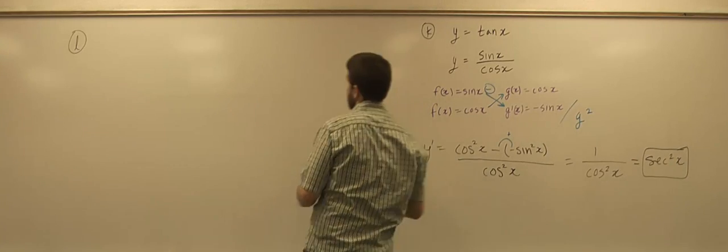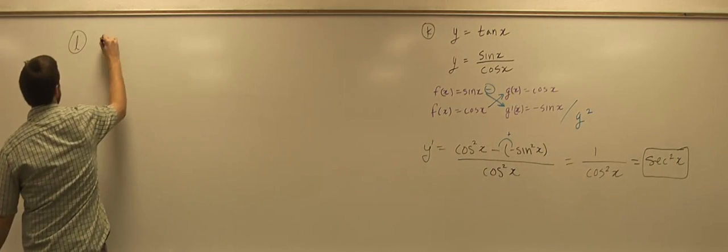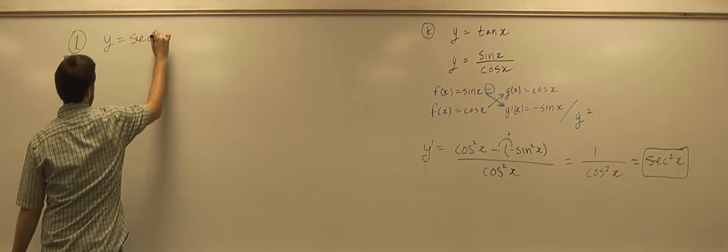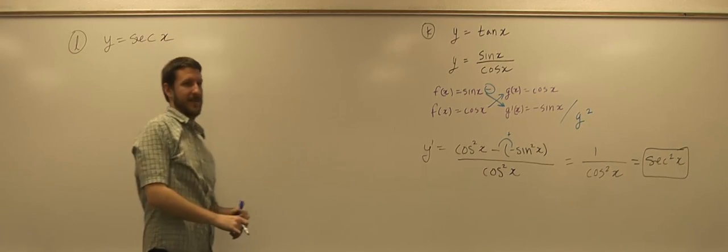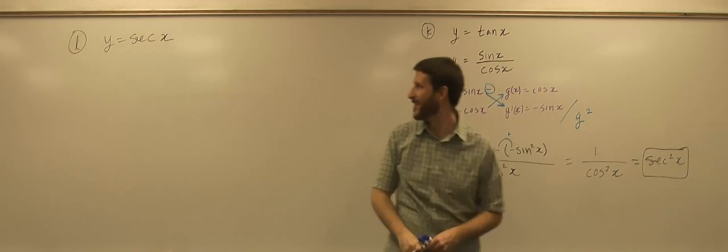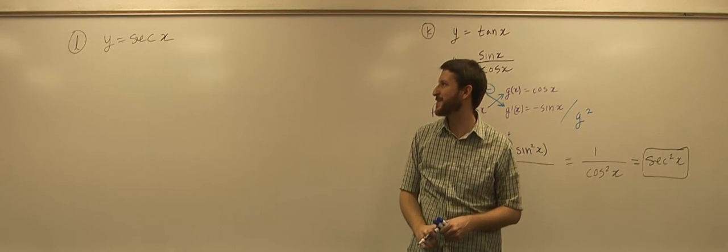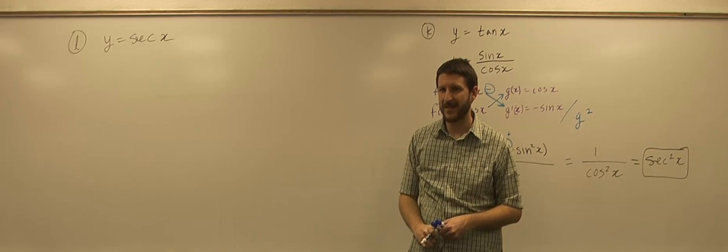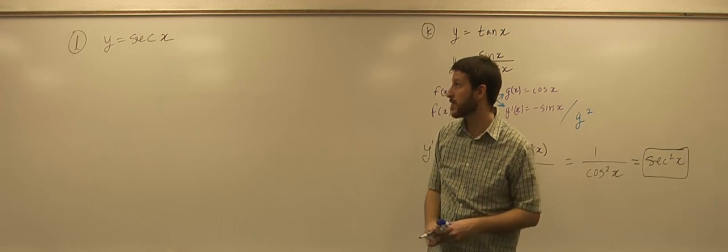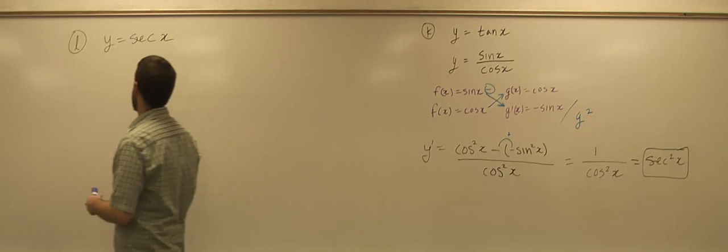What else can we do? Not tangent, let's do secant. Why don't we simplify it to 1 over cosine? Yeah, absolutely. We're going to change this to 1 over cos x.